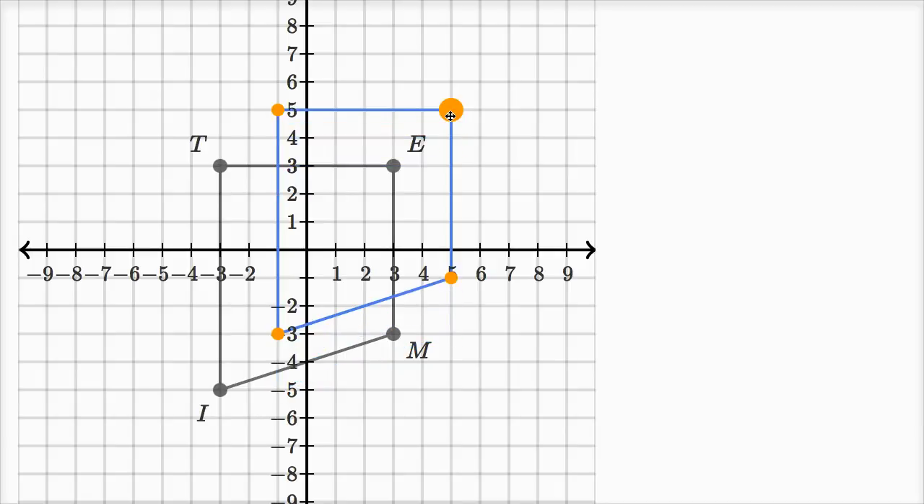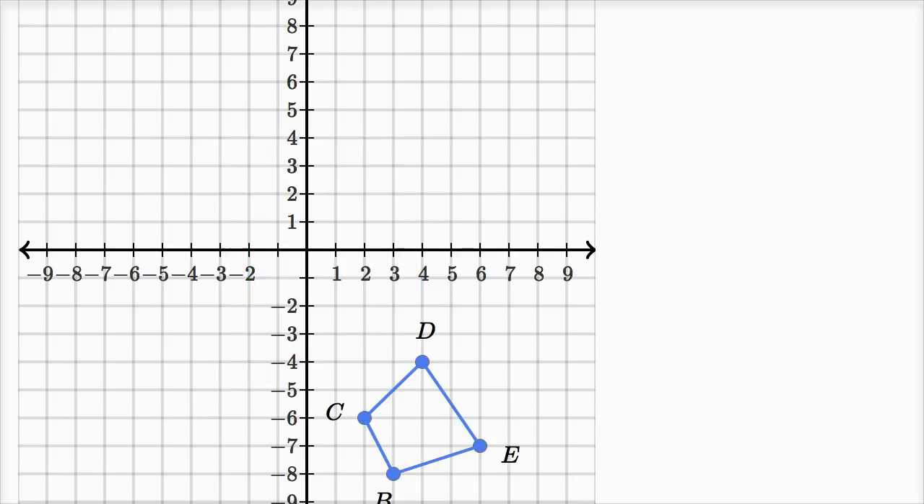Now if I put it here, every point has shifted to the right one and up one. They've all shifted by the same amount in the same directions. That is a translation. But you can imagine a translation is not the only kind of transformation. In fact, there's an unlimited number of different transformations.